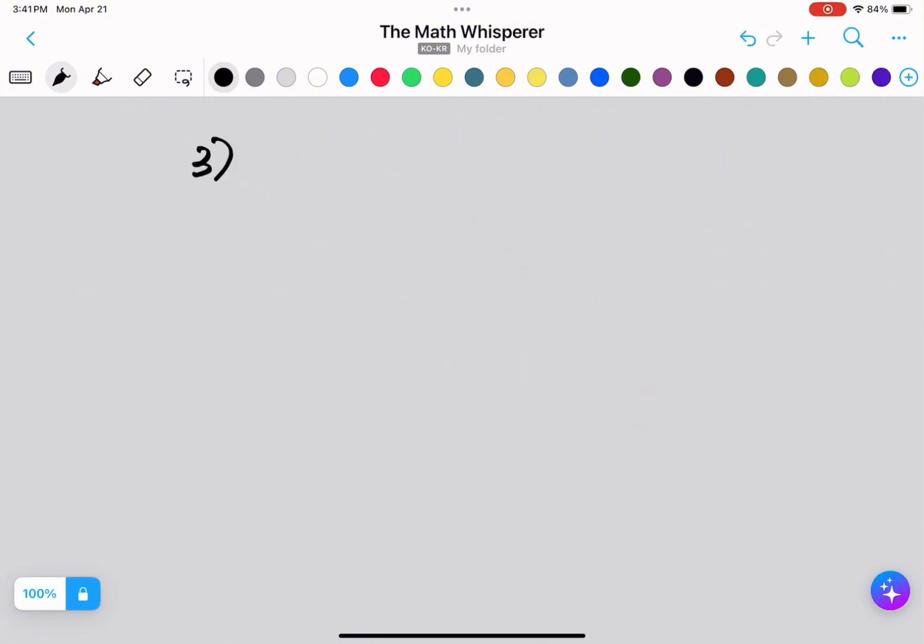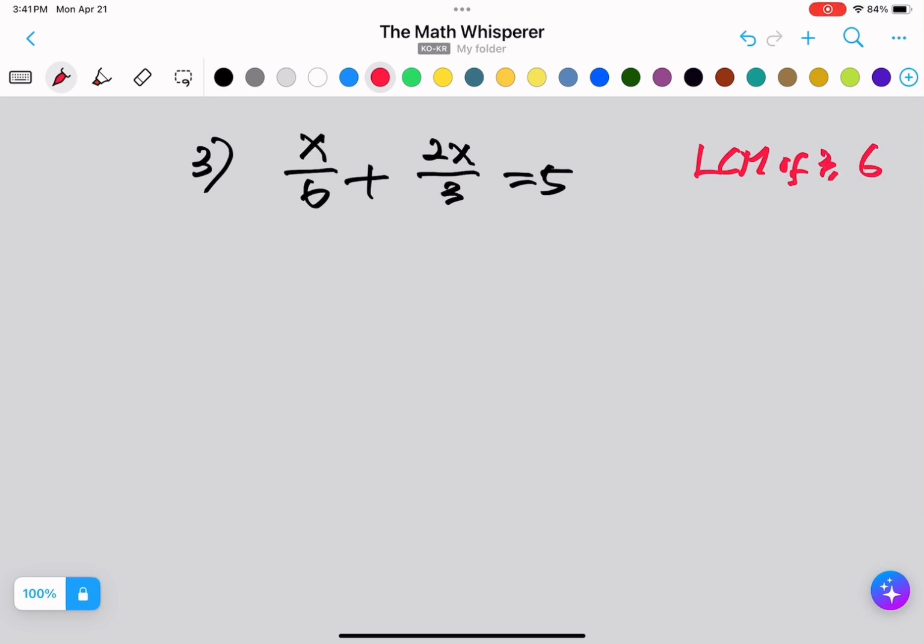Next one, number 3. x over 6 plus 2x over 3 equals 5. Same thing. LCM of 6 and 3. Multiples of 3: 3, 6, 9. Multiples of 6: 6, 12. Okay, so the LCM is 6. So the first one, we have 6 already, so you just multiply by 1. The second, 3 times 2.